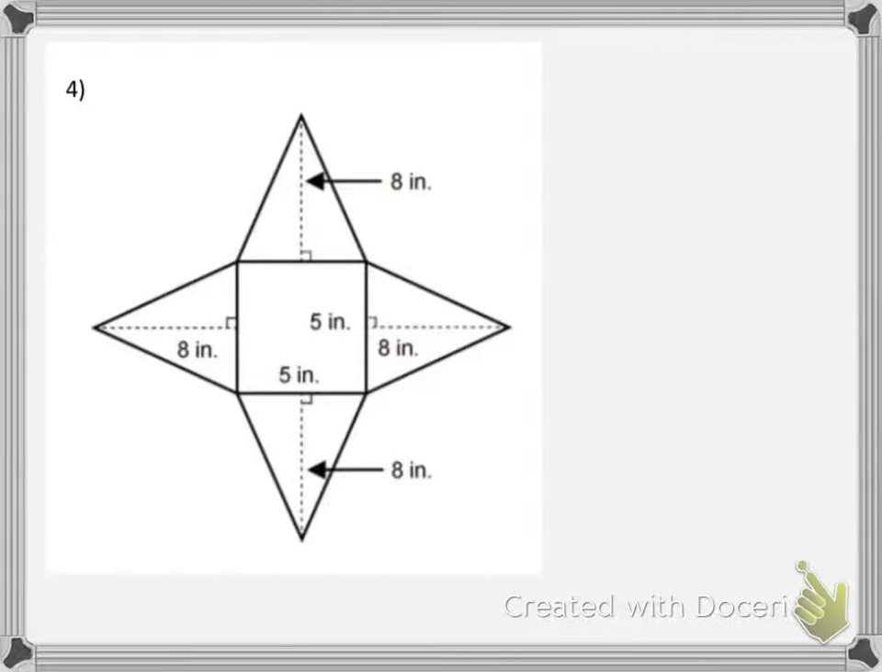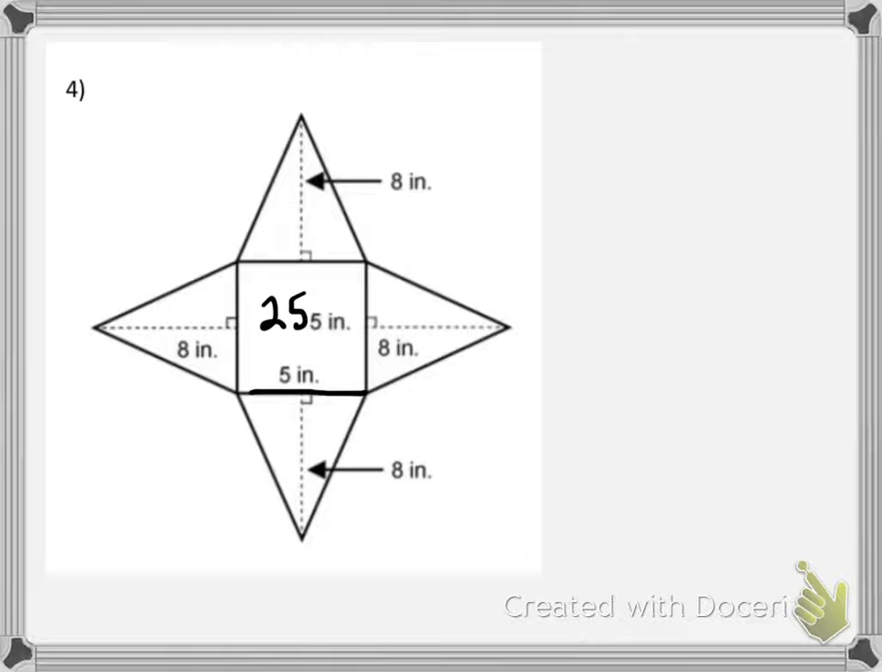All right, on to number 4, we have a square pyramid here. And again, we're going to find the area of each of the shapes and then add all the areas together. So let's start with the square inside. It has a side length of 5. So 5 times 5 gives us an area of 25 for the square.